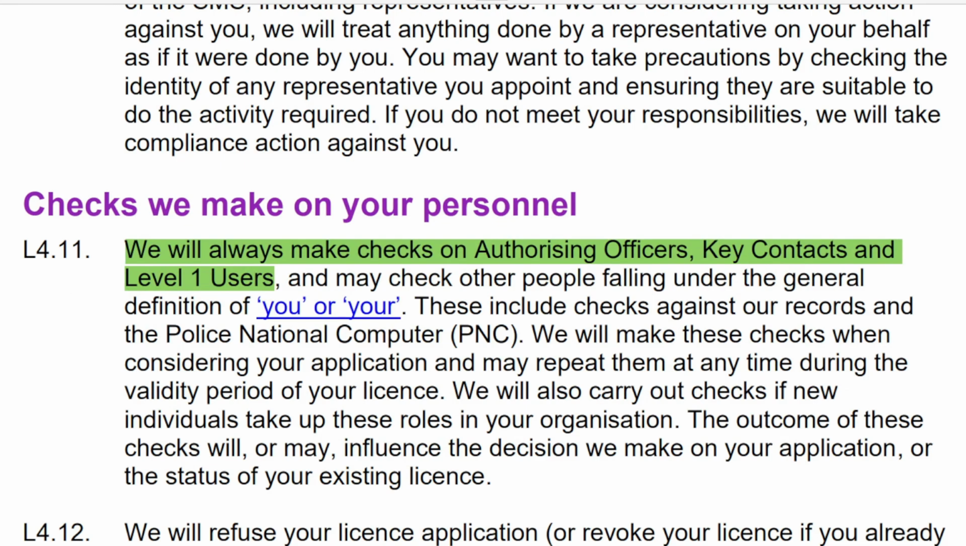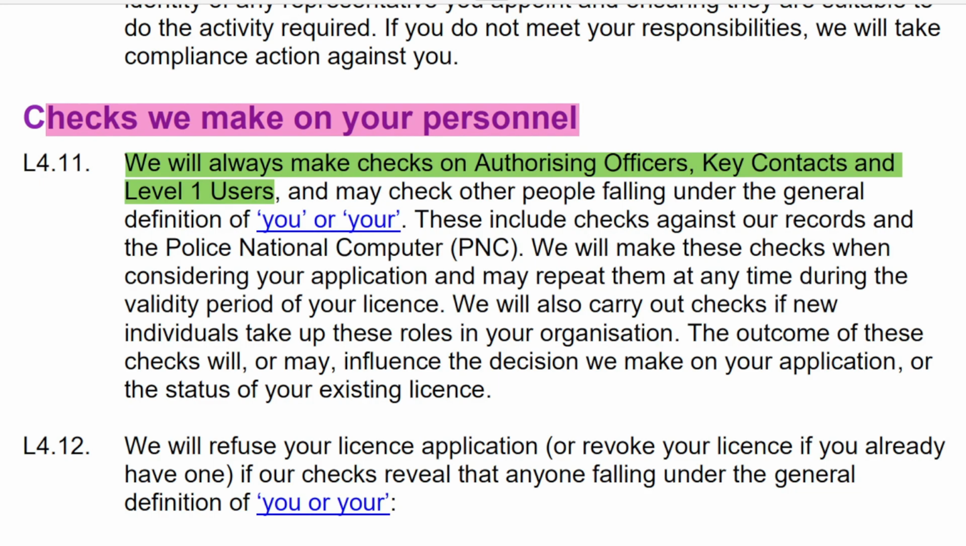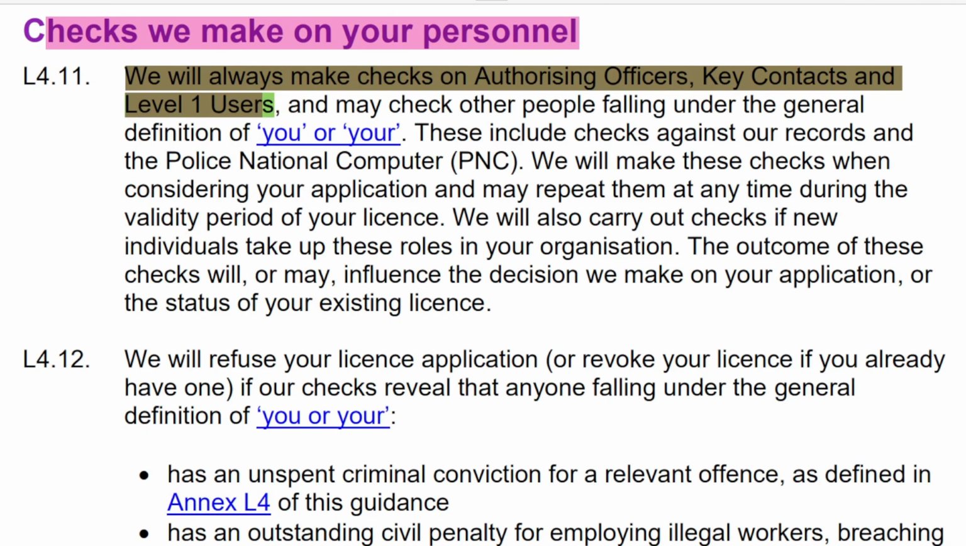Further, it says checks will be made on your personnel. So the Home Office will do the checks on your personnel. When we talk about key personnel, we talk about checks on the authorizing officer, key contact, and level 1 user, because these are the most important people for your organization. They will also do police checks on them.